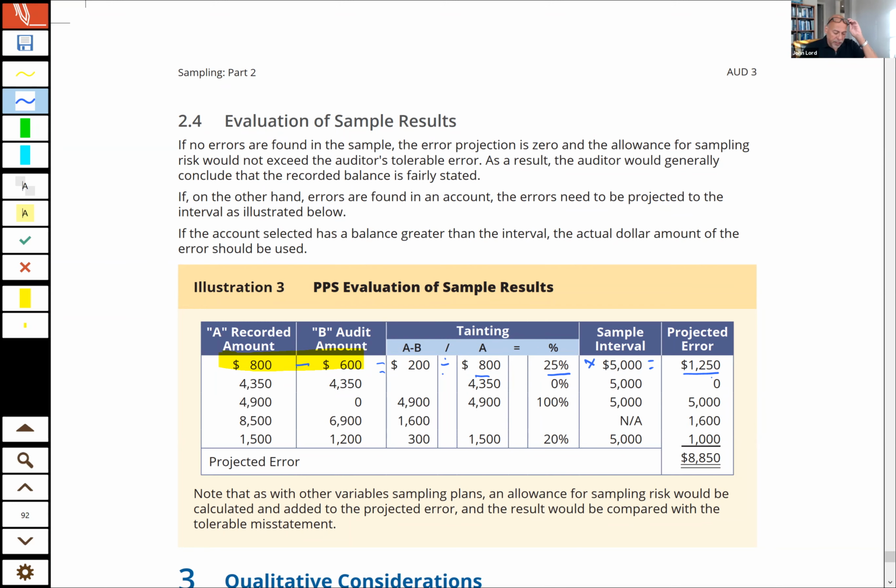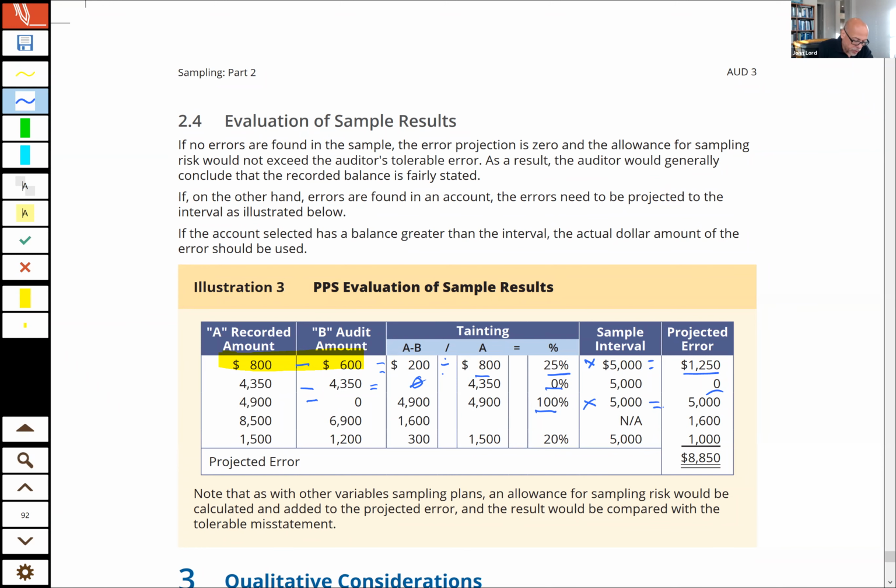Here we're doing it by interval. Okay. Now you come up to this next one, and there's no error there. If there's no error, then the error rate is 0%. No error, no projected error. Then we come up to this next one, 4,900, and they have what? They have completely messed this up. It's 100% error, so we determined that that entire interval is an error.